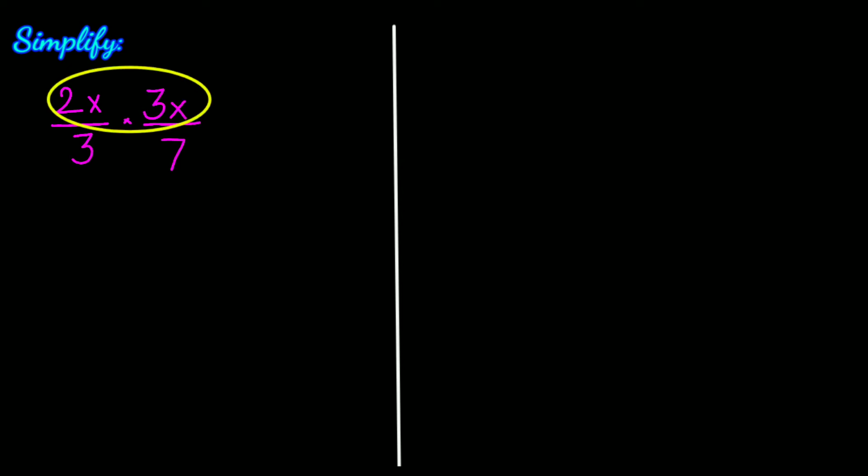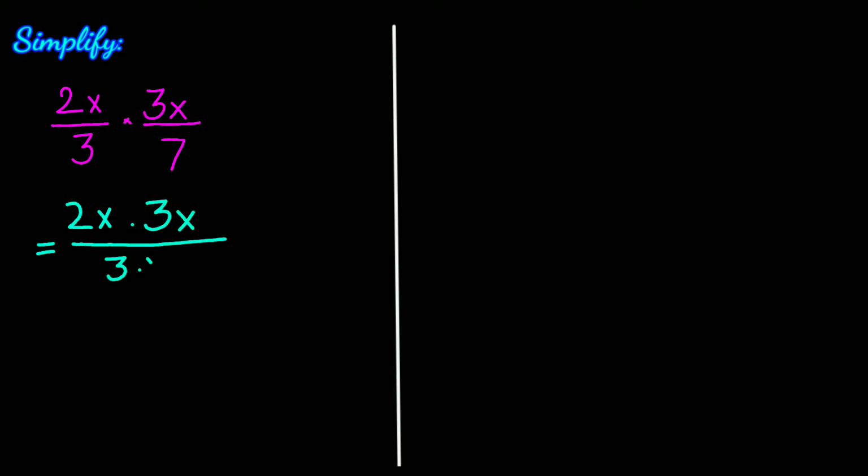Next, 2x divided by 3 times 3x divided by 7. Now, let's multiply the numerator. We have 2x times 3x divided by, multiplying the denominators, we have 3 times 7. Here, let's cancel 3 and 3, equals 2 times 1 is 2. x times x is x square divided by 1 times 7 is 7 is the answer.